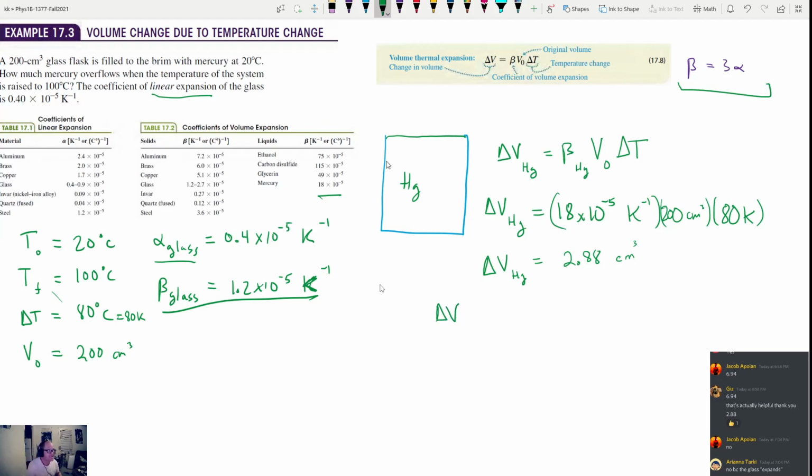So if the glass expands as well, then the glass is getting bigger. For example, if the glass expanded faster than the mercury, it doesn't, but if it did, then nothing would spill, right? If the glass was always getting bigger and bigger while the mercury wasn't, then nothing would spill.